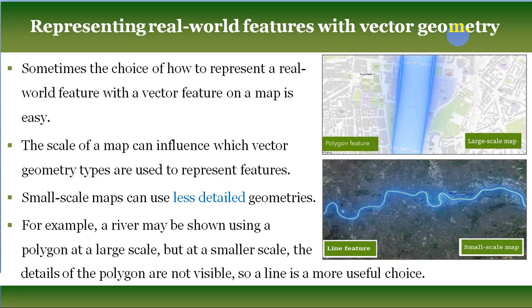So let's see this particular illustration. Here in a small scale map, we can represent the river as a line feature, because the detailed information is not at all visible. But in a large scale map, where we will see the detailed information, we can represent the river as a polygon geometry instead of a line. So the ultimate point is that it depends on the purpose of the map and the scale of the map.